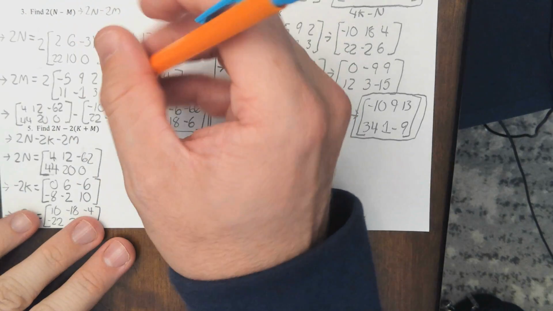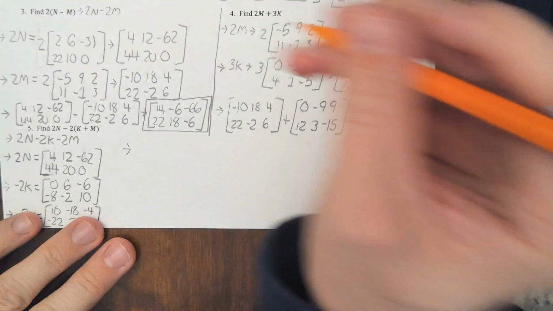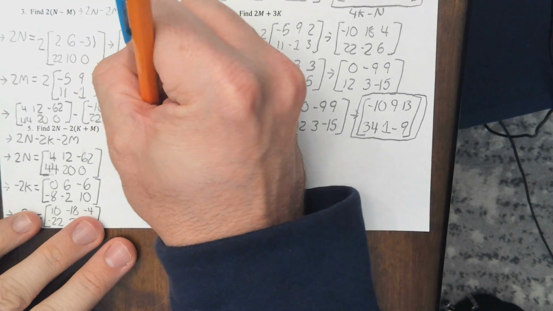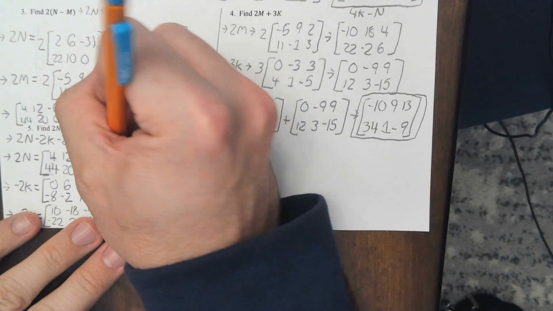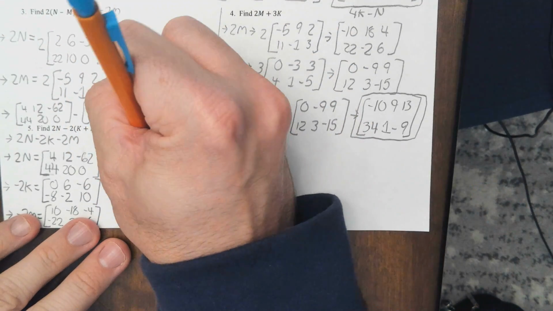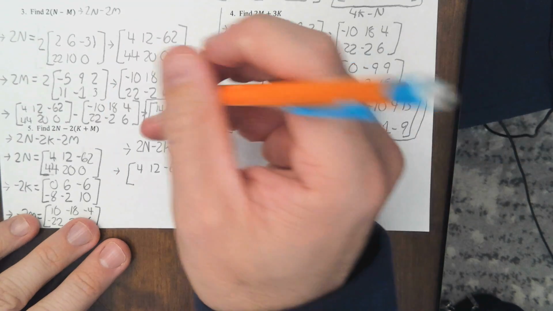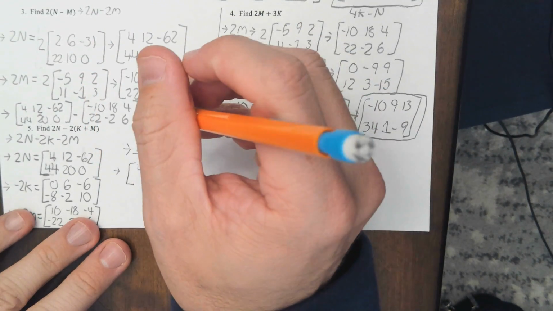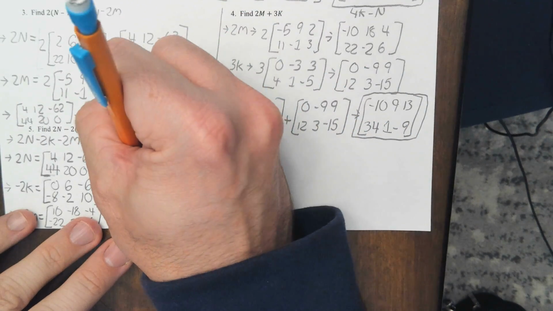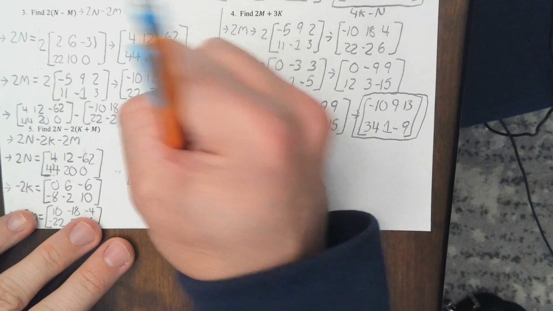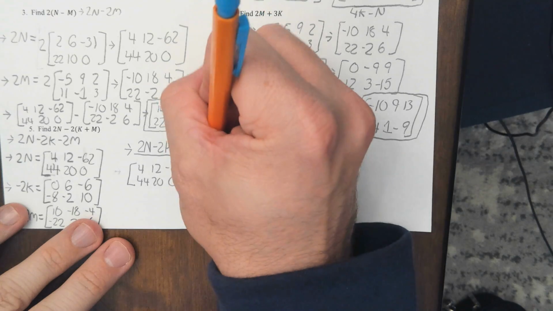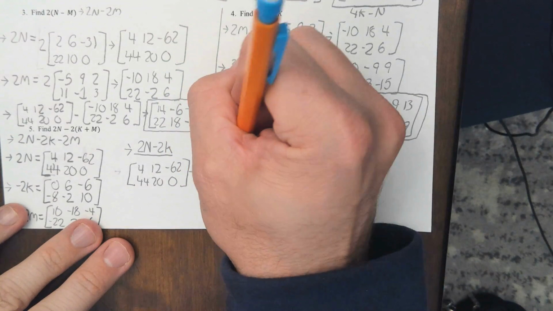So now that we have all those, we're going to go ahead and subtract. The first one I'm going to perform is 2n minus 2k. So that's going to look like this. 4, 12, negative 62, 44, 20, 0, minus a negative 2k, which is 0, 6, negative 6.